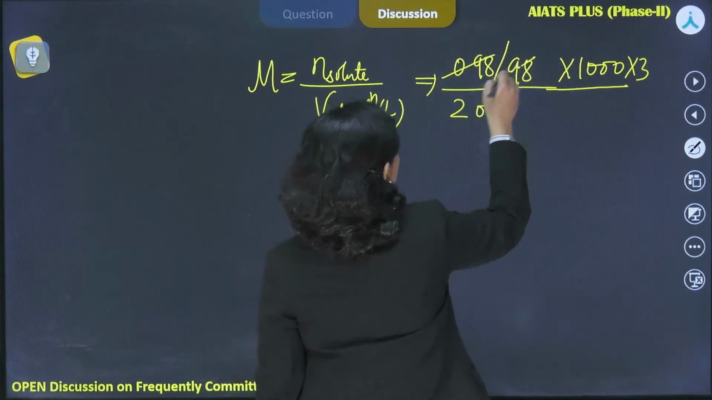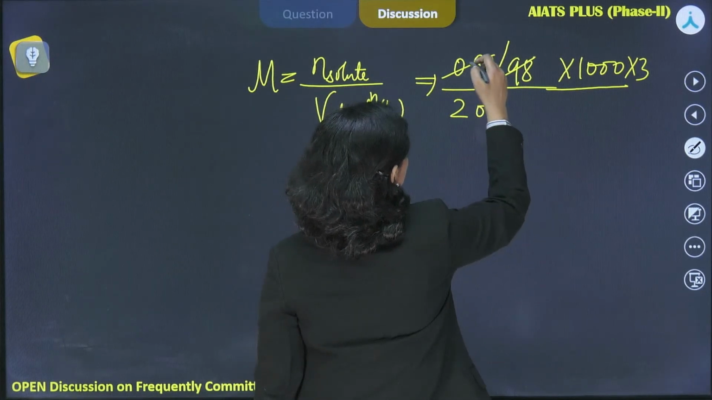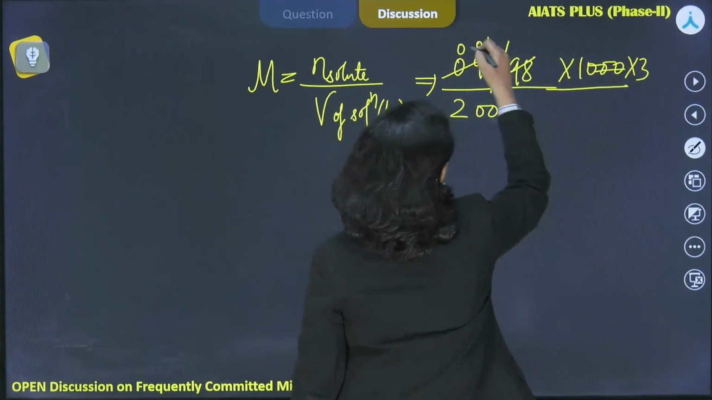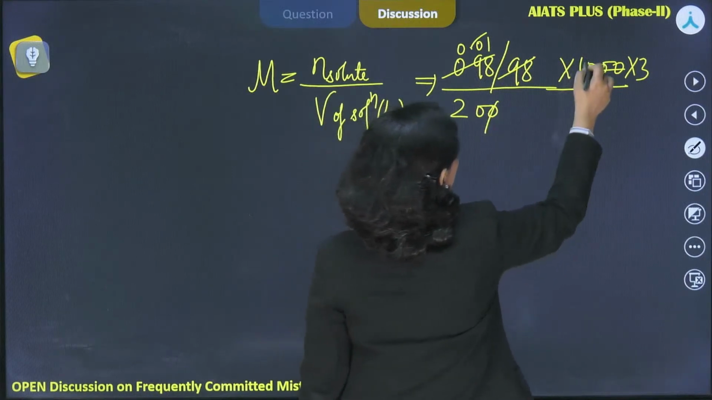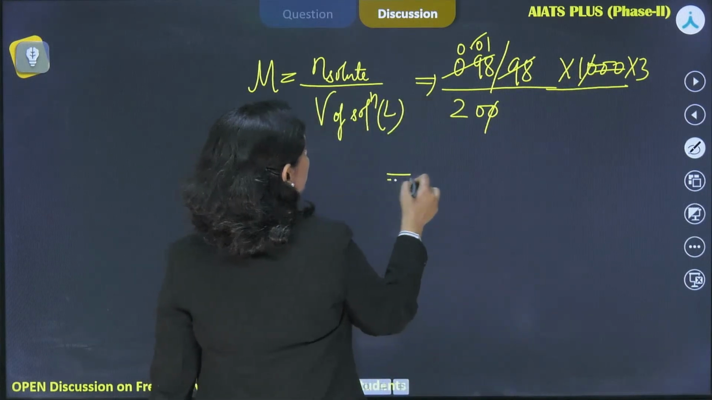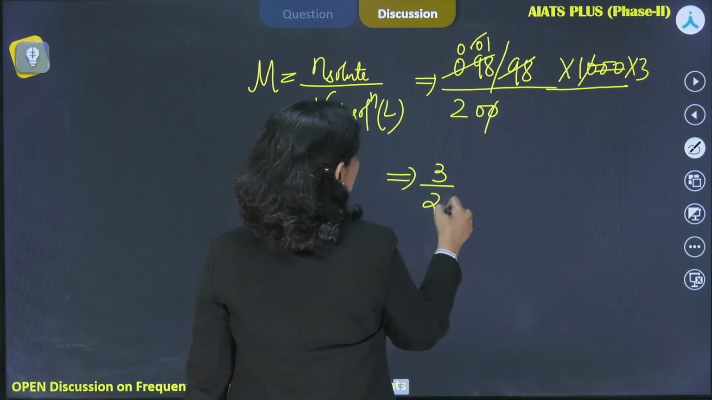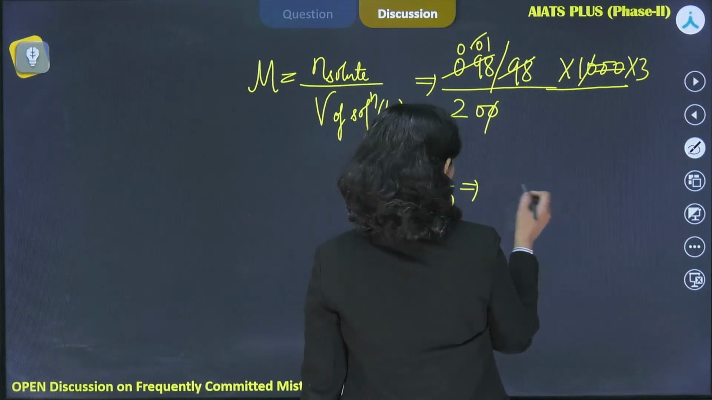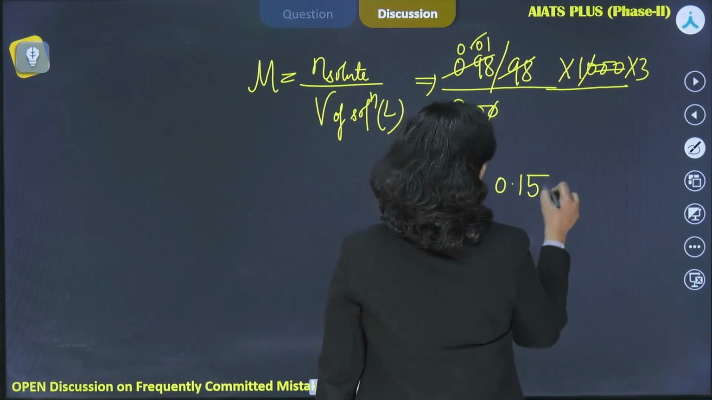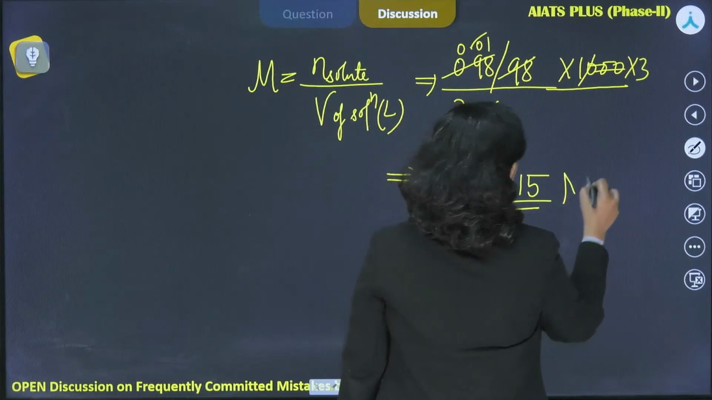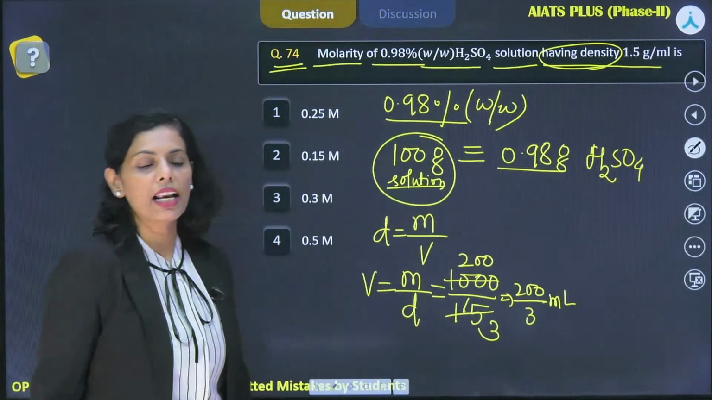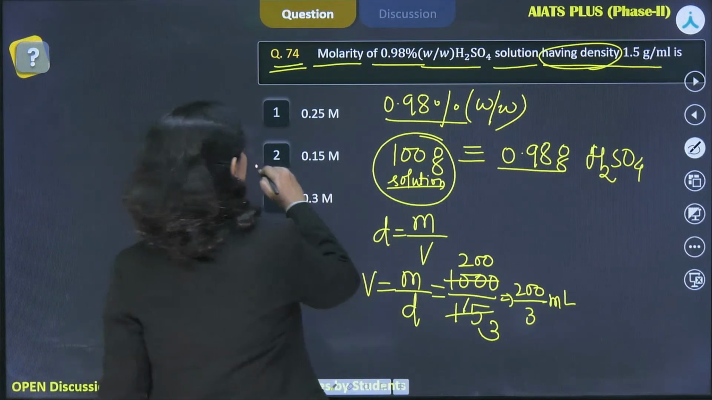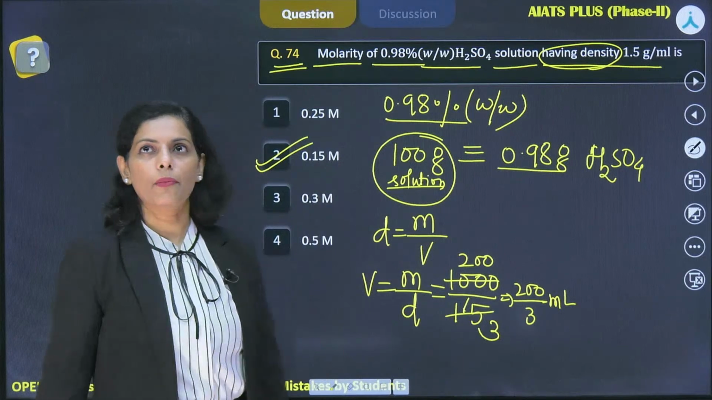So this will cut this way, and 0.01, 2 zeros will cut this way. So 3 by 20, and that would be 3 by 2, 1.5, so 0.15. This would be the molarity. And everybody who have already calculated, whether Mohit, Lakshmi, Electricity, Science, Sultana, everyone, you all are correct. This is the right answer.